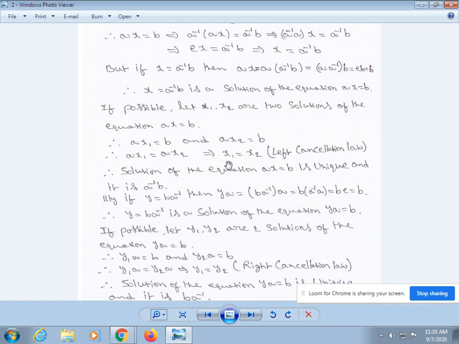If possible, let y1, y2 be two solutions of the equation ya = b. Therefore, y1a = b and y2a = b. Therefore, y1a = y2a, by the right cancellation law, then we get y1 = y2. Therefore, the solution of the equation ya = b is unique and it is ba⁻¹.